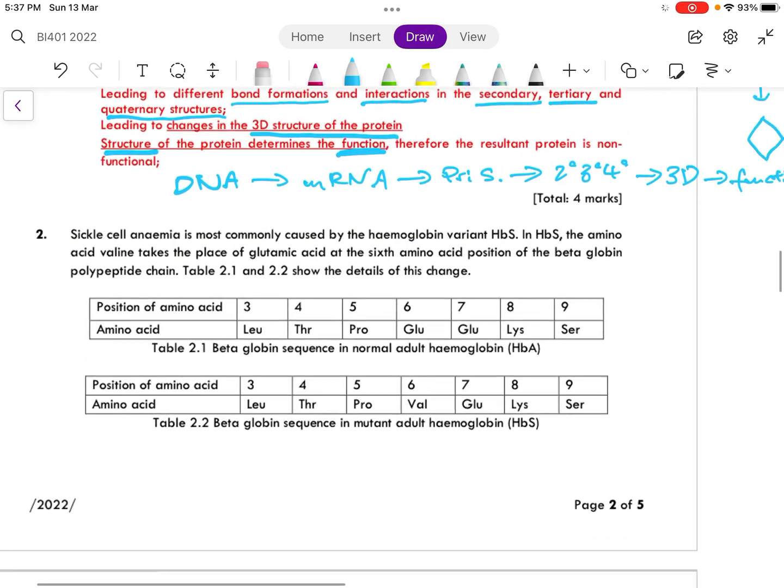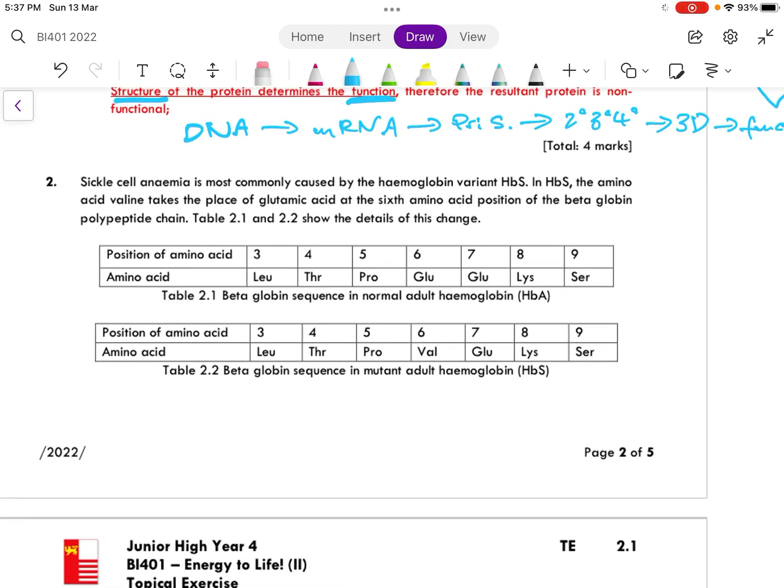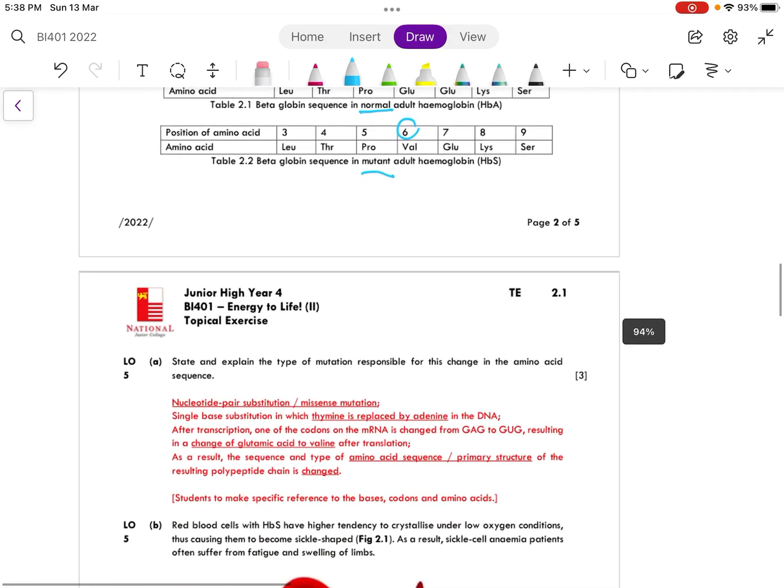Next, let's look at question 2. Question 2 gives you an example of sickle cell anemia caused by the hemoglobin variant. Right? And also they show you 2 tables. They show you a table of beta globin sequence in a normal adult and beta globin sequence in a mutant adult. Right? We notice that largely all the amino acids are the same except for amino acid 6. Okay, so that is the information provided. Let's look at the question.